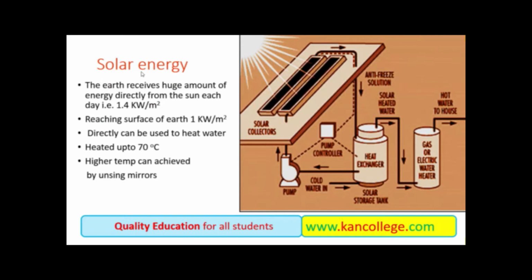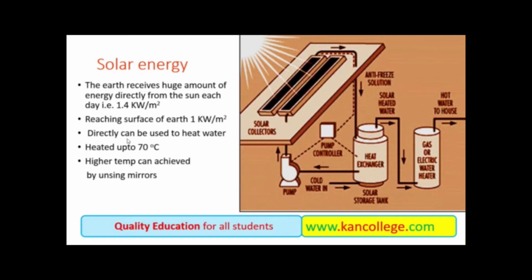Another type of renewable energy source is solar energy, and solar energy can be used in two ways. Number one, the solar energy can be used directly for heating purposes. The earth receives a huge amount of energy directly from the sun, each day 1.4 kilowatt per meter square. Reaching the surface of the earth, it reduces to 1 kilowatt per meter square.